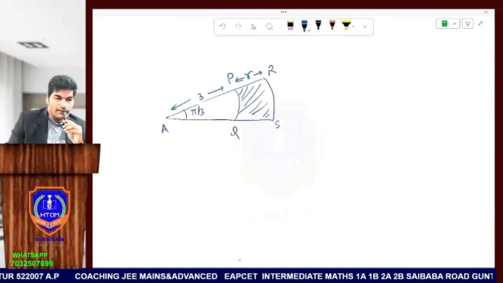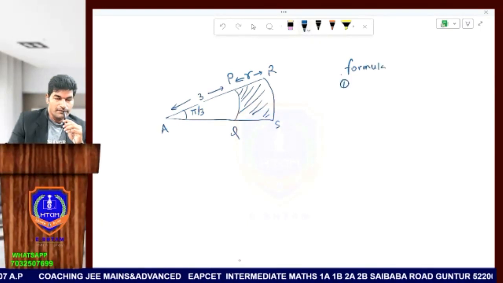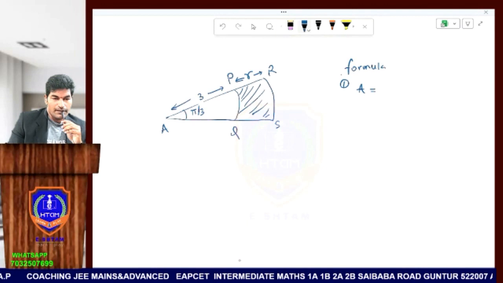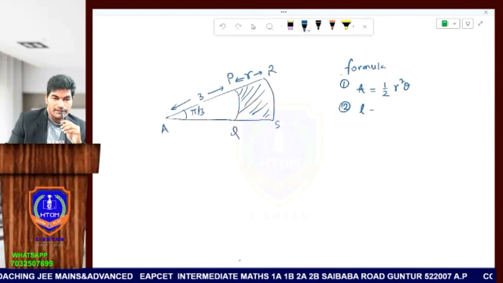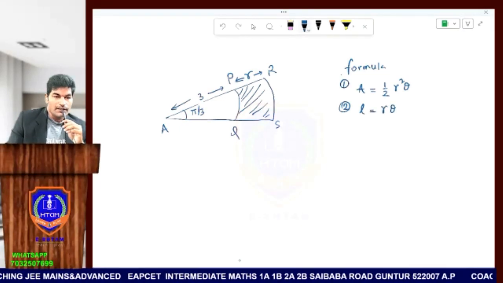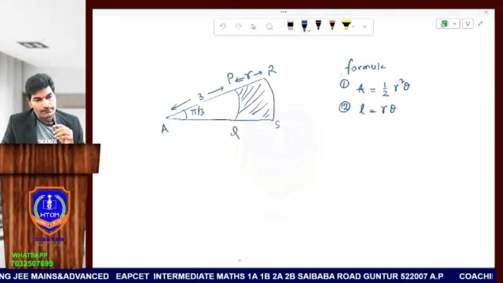And recall the formulas. What are the formulas? Area of sector is half r square theta, and the second formula was L is equal to r theta. Very good. Okay.